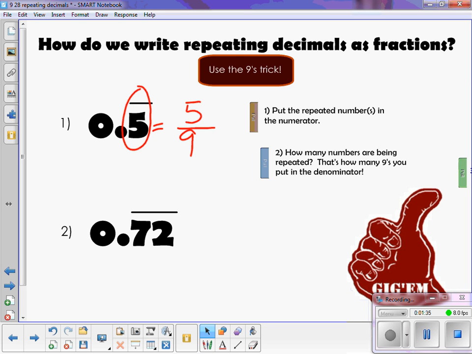And then finally, you're going to check to see if you need to simplify the fraction. 5/9 is already in simplest form, so that's our answer. So 5/10 repeated as a fraction is 5/9.